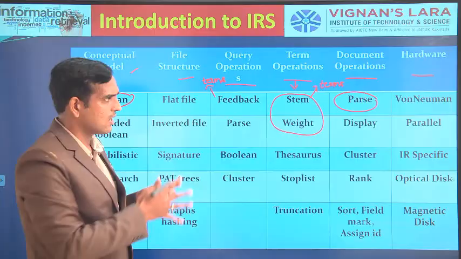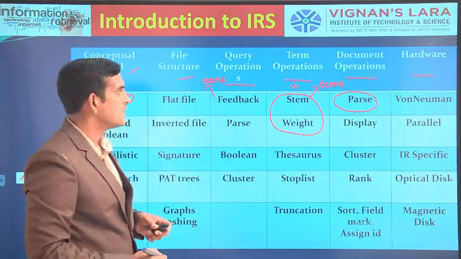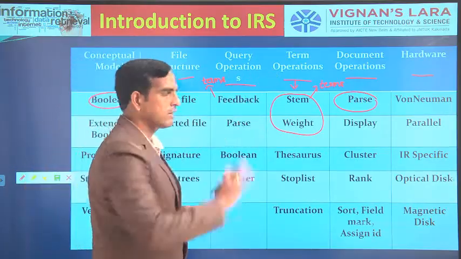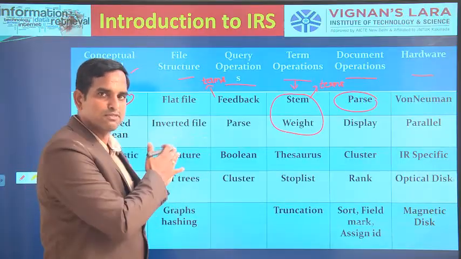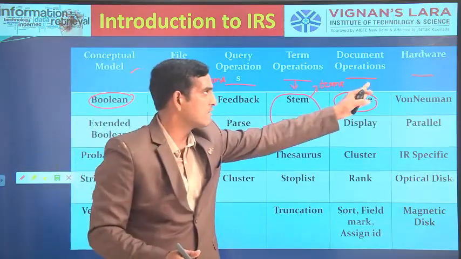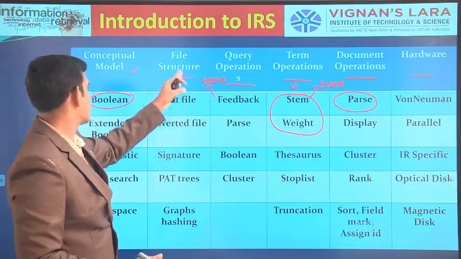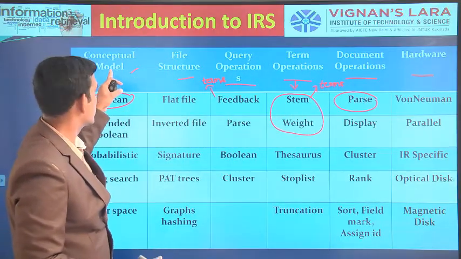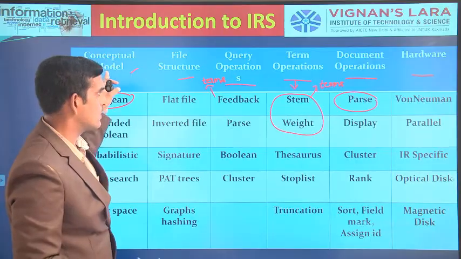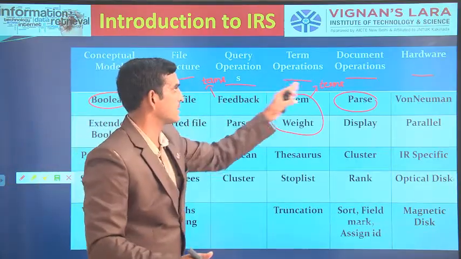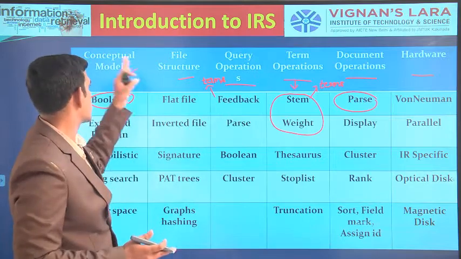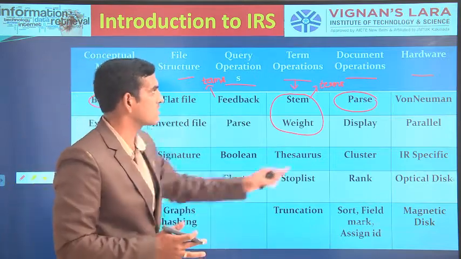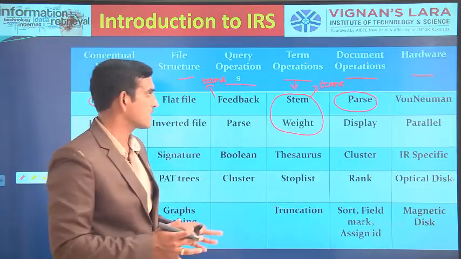We'll be looking at all these terms one by one now. That is, first we'll be looking at what is the hardware we are going to use as a part of the information retrieval system. Then we'll be looking at the file structure. Then we'll be looking at the query model, that is conceptual model. After that, we'll be looking at these three operations. So in this session, we'll be looking at hardware, file structure and the conceptual model. In the next session, we'll be looking at these three particular operations.